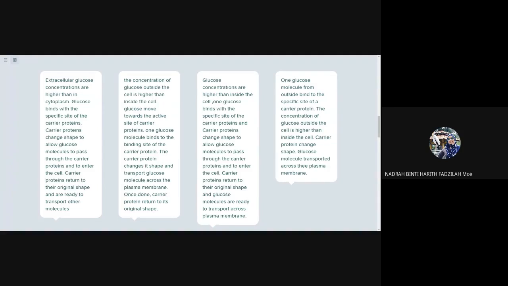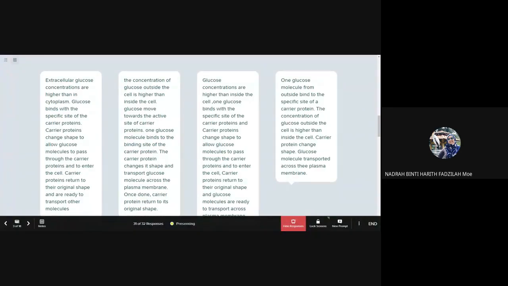Okay, so what was it? We identified the difference in concentration. We said that one glucose molecule from outside the cell enters the binding site of the carrier protein. Number 3, the carrier protein changes shape. Number 4, the glucose molecule is transported across the plasma membrane. Number 5, the carrier protein returns to the original shape.